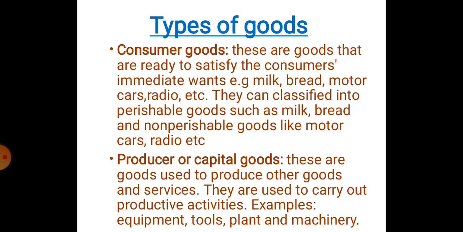Number two, producer or capital goods. These are goods used or employed to produce other goods and services. They are used to carry out productive activities. Examples of such goods are equipment, tools, plant and machinery, factories or buildings, etc. All of these are used to produce other goods and services.